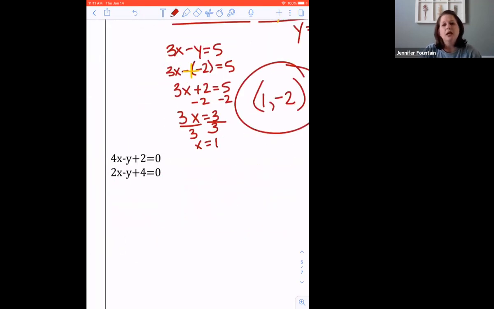I want you to go ahead and work the second one in activities 2, and then we're going to check it. So right now you are working on 4x minus y plus 2 equals 0 and 2x minus y plus 4 equals 0.